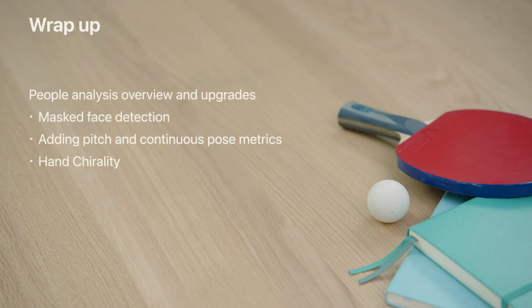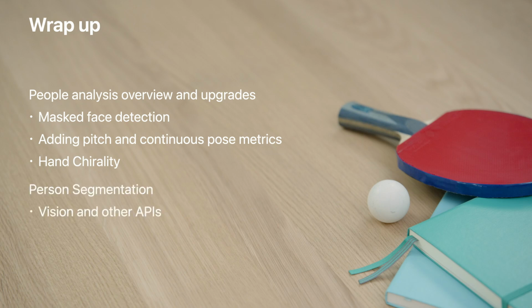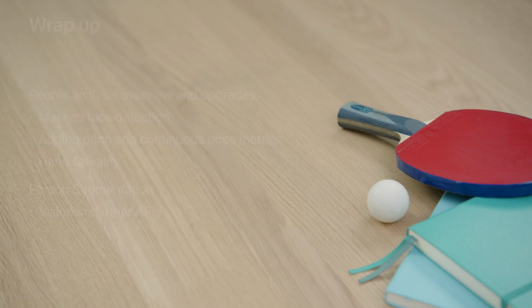This concludes our session. Let's take a brief look at what we have learned today. First, we had an overview of the person analysis technology in Vision framework, while focusing on the upgrades like masked face detection, adding the face pitch metric, and making all face pose metrics reported in continuous space. We also introduced the new hand chirality metric to the human hand pose detection. In the second part, we took a deep dive into the new person segmentation API added to Vision framework. We also looked into other APIs offering similar functionality and provided guidance on where each one could be used.